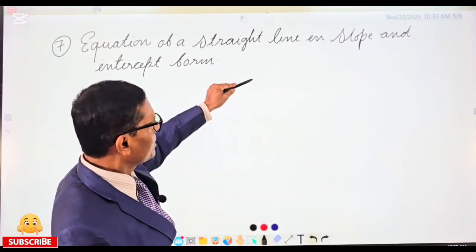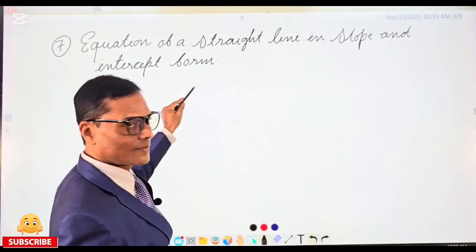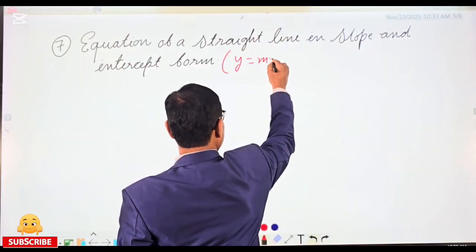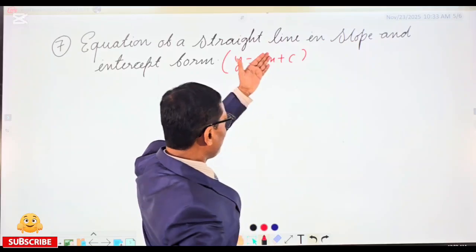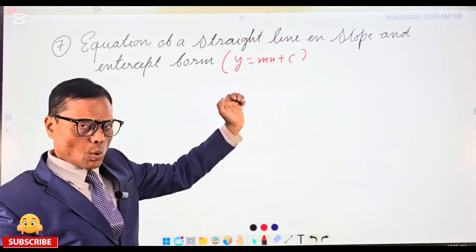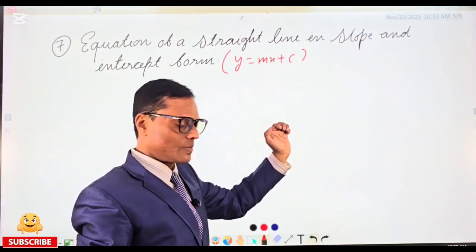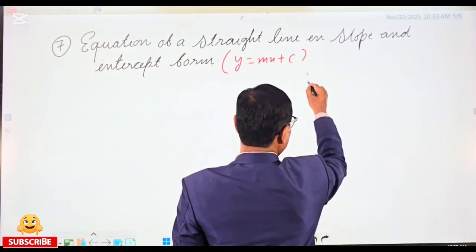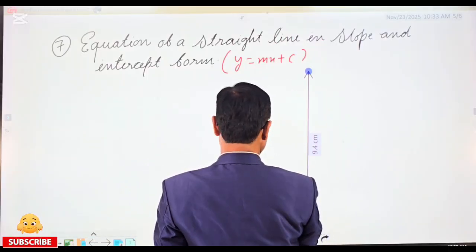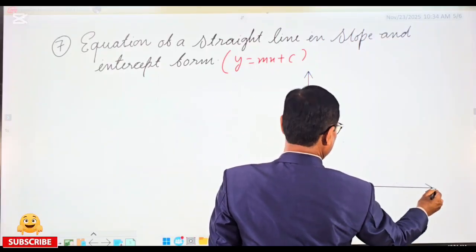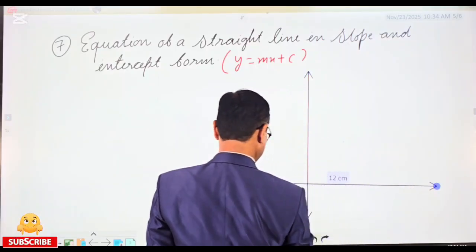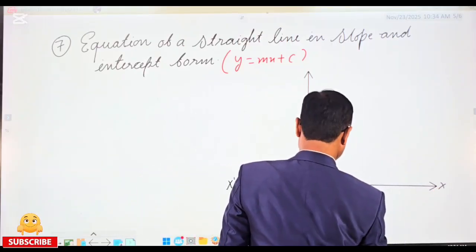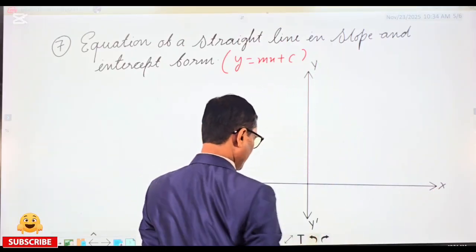Equation of a straight line in slope and intercept form. Slope and intercept form is what? y equals mx plus c, m is slope and c is intercept, that's y intercept. Y intercept we can also call b, or c, isn't it? For this, first of all you have to have your x axis and y axis, right? Here we have x axis and y axis.